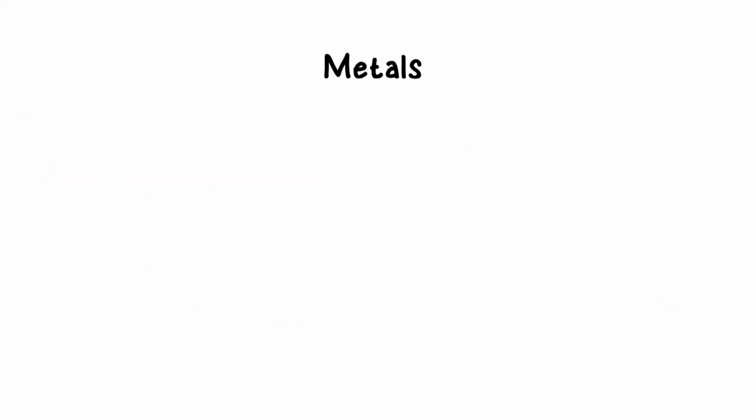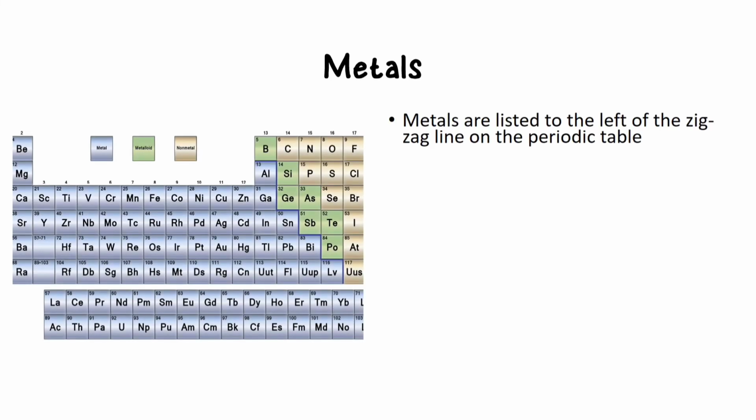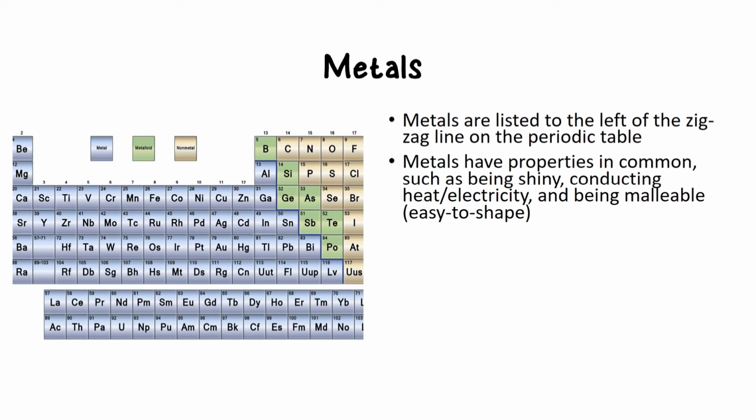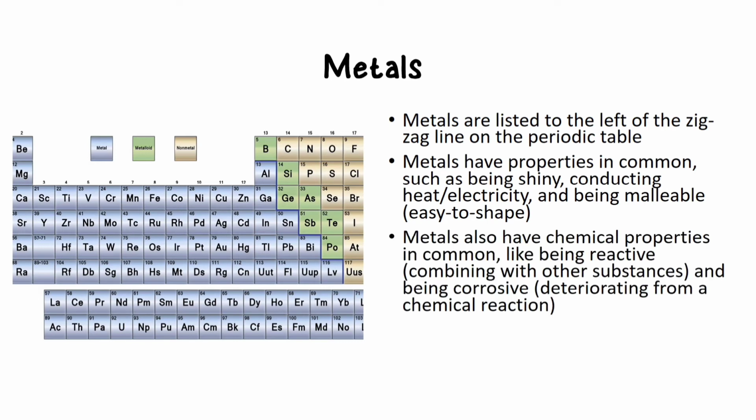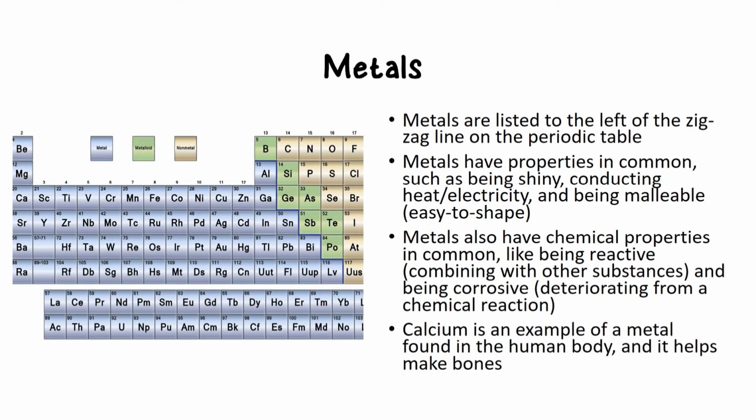Metals. Metals are listed to the left of the zigzag line on the periodic table. Metals have some properties in common, such as being shiny, conducting heat and electricity, and being malleable, easy to shape. Metals also have chemical properties in common, like being reactive, combining with other substances easily, and being corrosive, deteriorating from a chemical reaction. Calcium is an example of a metal found in the human body, and it helps make bones.